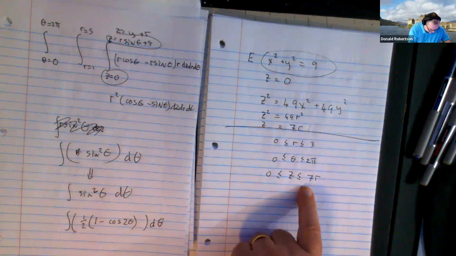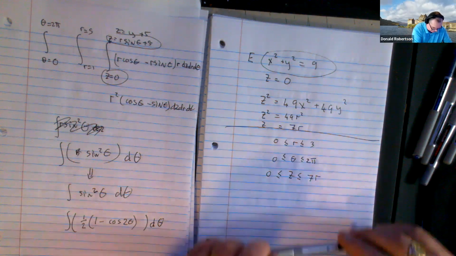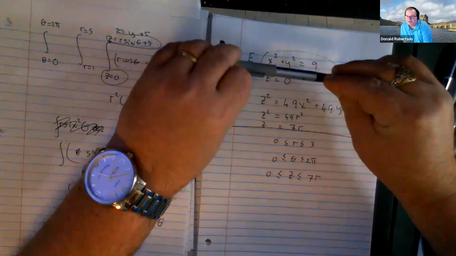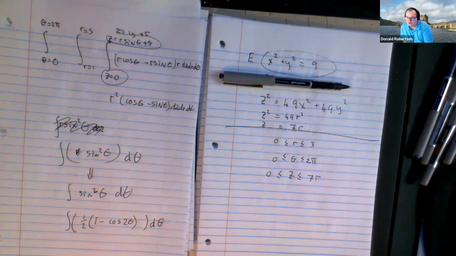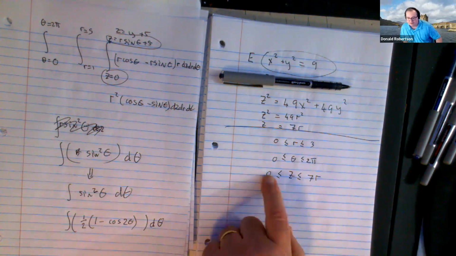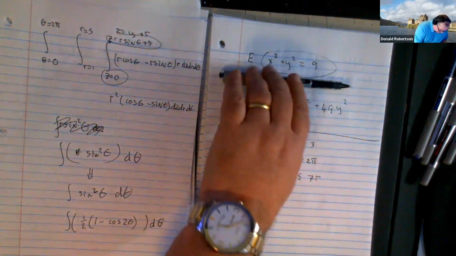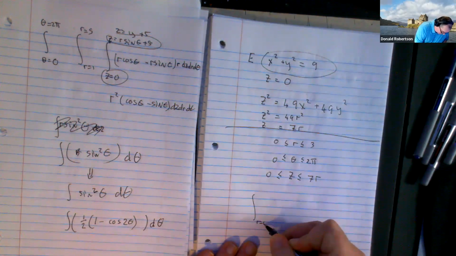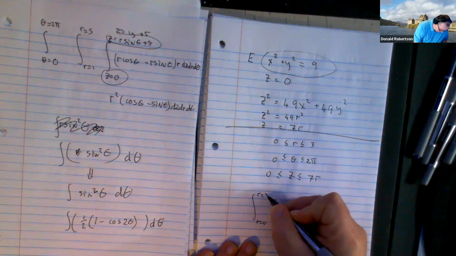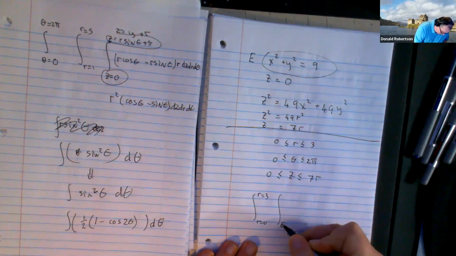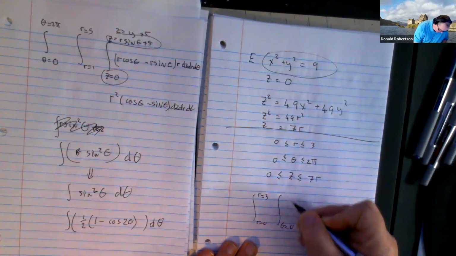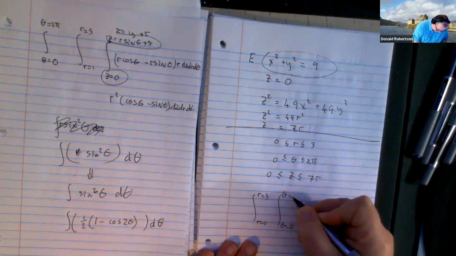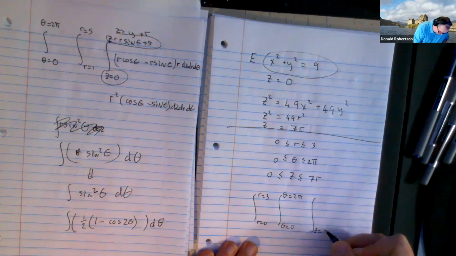Can you imagine the same question, but they did that to you? That bit was missing, right? So the same information, but you're not told that z had to be 0. Wouldn't this now be negative 7r to 7r, right? But you nailed it. So our integral is going to be r equals 0 to r equals 3. Our theta equals 0 to theta equals 2 pi. And our z is going to be from 0 to 7r.